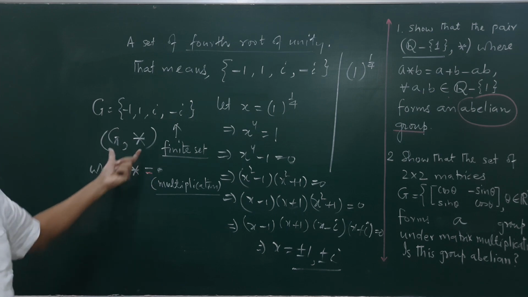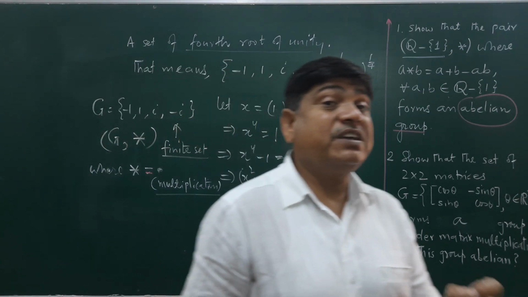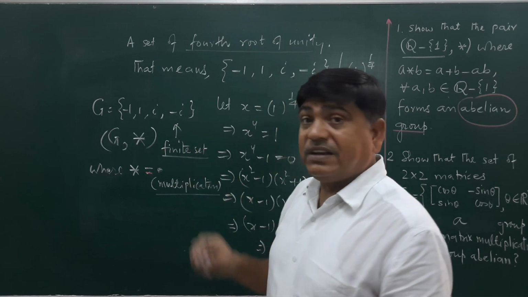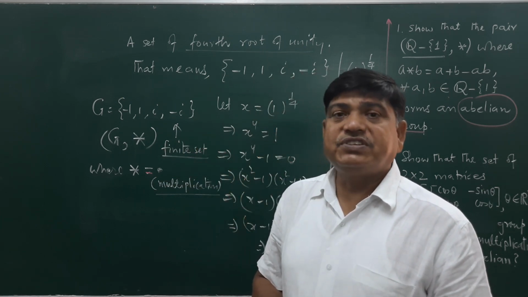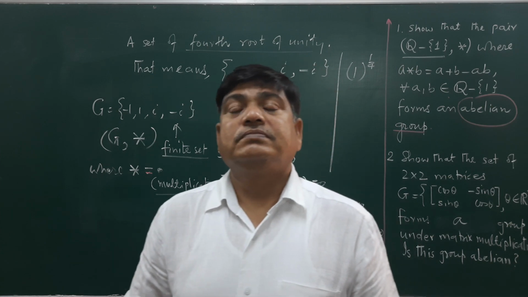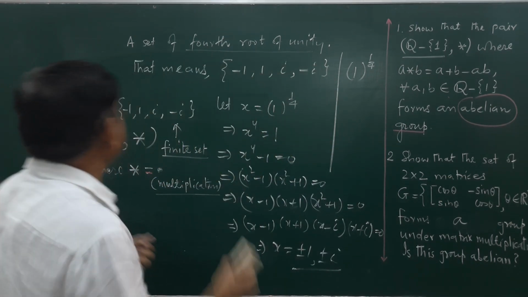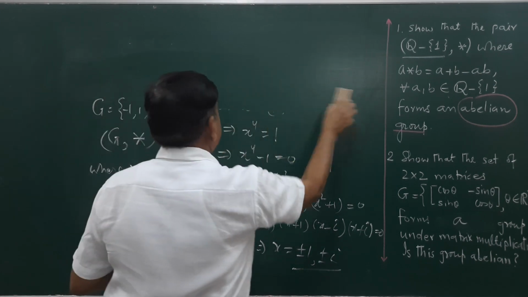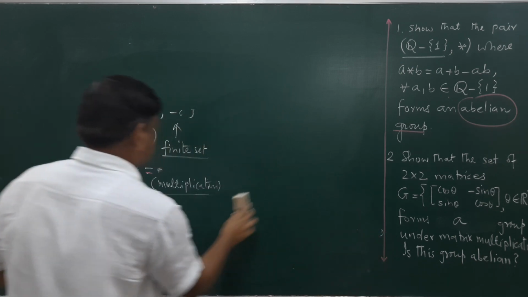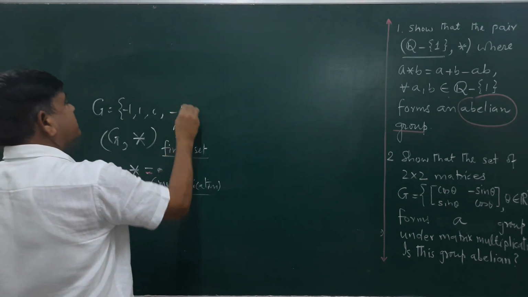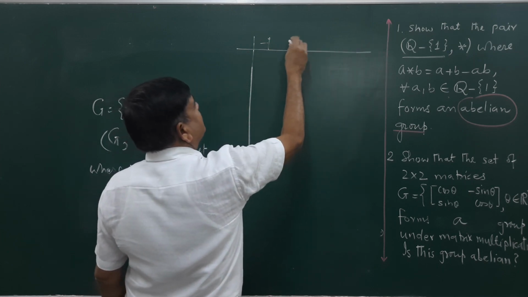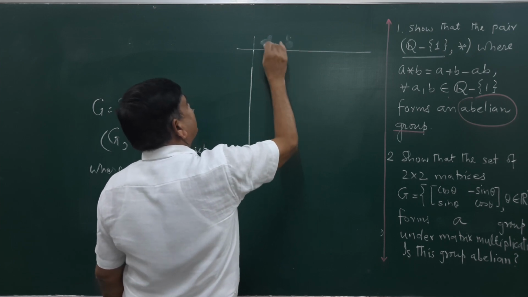How to prove this pair is a group? This is a finite set. The best way is to construct the composition table. This part we have already done, and if we consider the composition table, we find that this forms an abelian group. This is finite, so this is finite abelian group. I have already told that this is very important example.